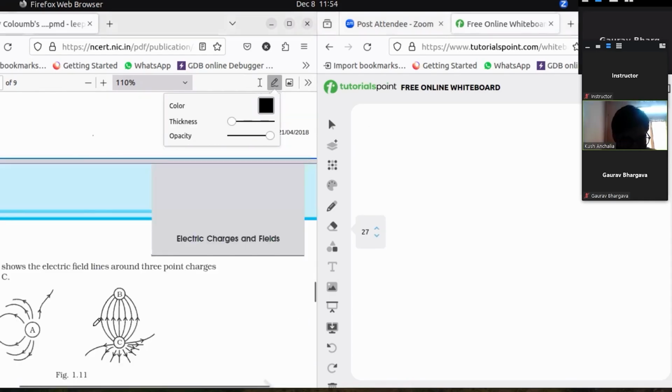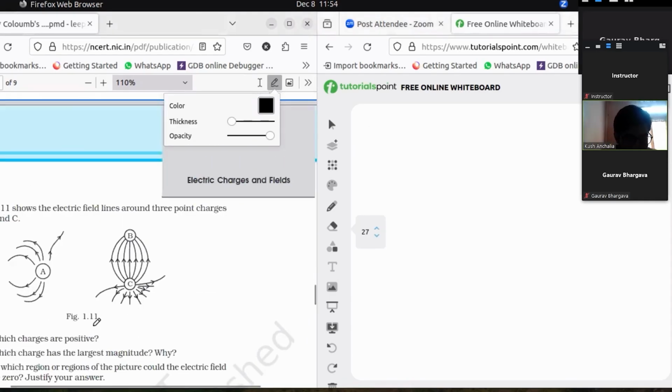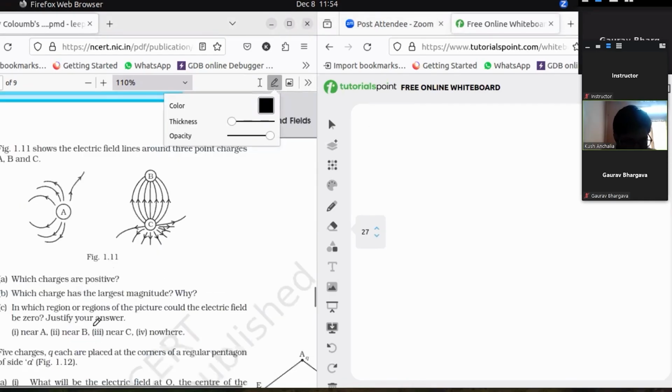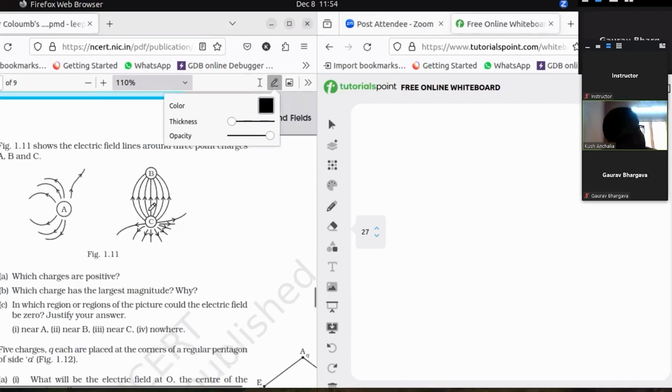Next question: the figure shows the electric fields around 3 point charges A, B, C. Which charges are positive? A is positive because the electric field is coming out from here. Going inside, so B is negative. Going outside, C is positive. Whenever field lines go outside, it is plus. Whenever they come inside, it is negative. Simple logic.